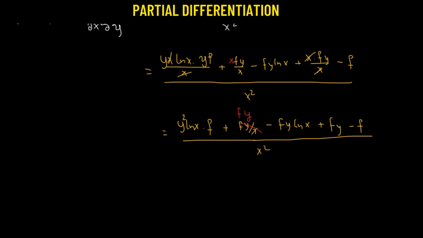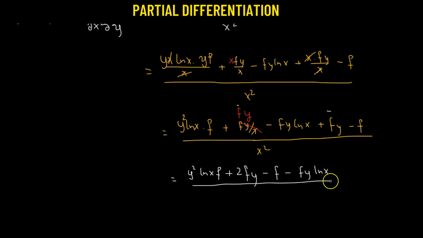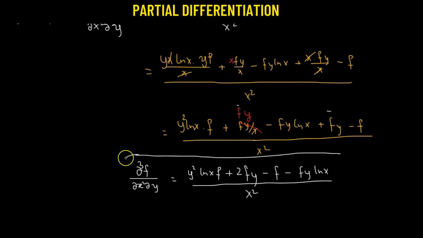Now that means our final expression will be, so we have y squared log x times f plus, so this fy added to this fy becomes 2 times fy minus fy times log x whole divided by x squared. So this is going to be our expression for the third partial derivative of f with respect to y, then with respect to x taken 2 times. So we are going to leave it aside and we will compare it with the expression that we obtain when we find out the left hand side as well.